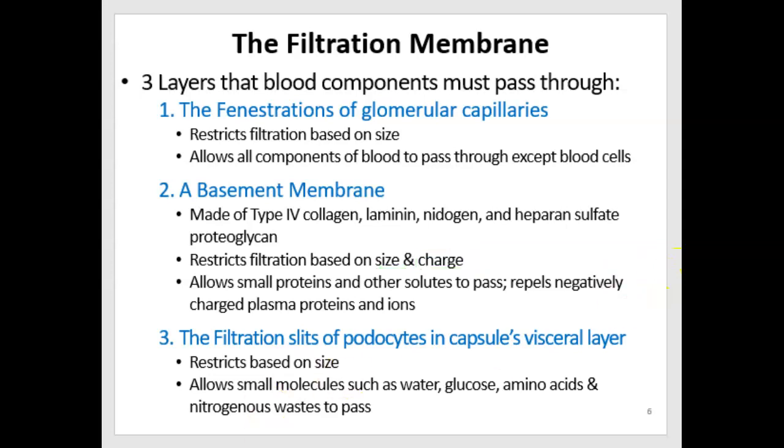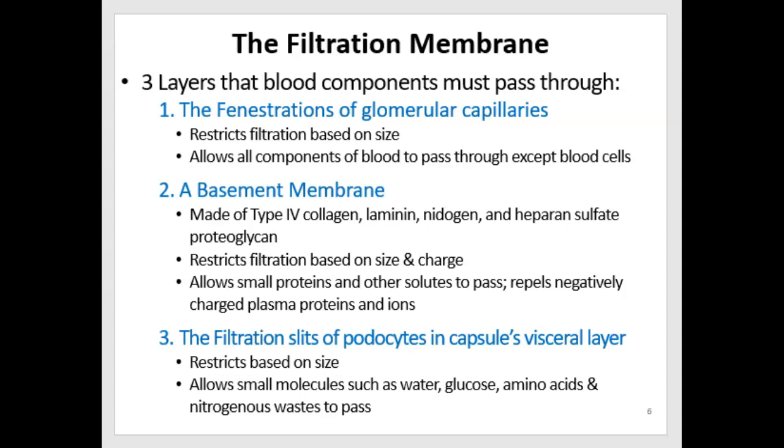The third component of the filtration membrane are those filtration slits formed by the podocyte foot processes. So recall, this is the capsule's visceral layer. And those filtration slits restrict what can pass based on their size. The filtration slits allow small molecules such as water, glucose, single amino acids, and nitrogenous wastes like urea to pass through.